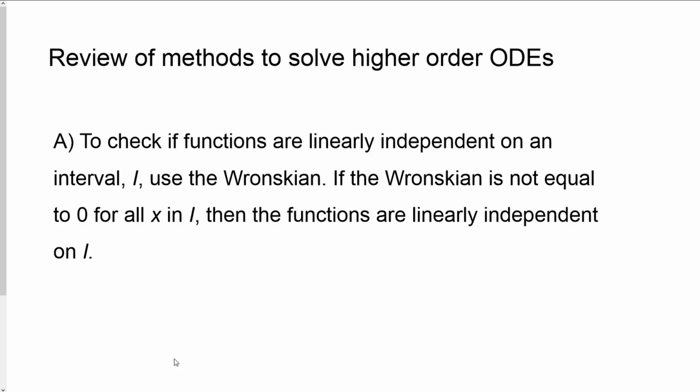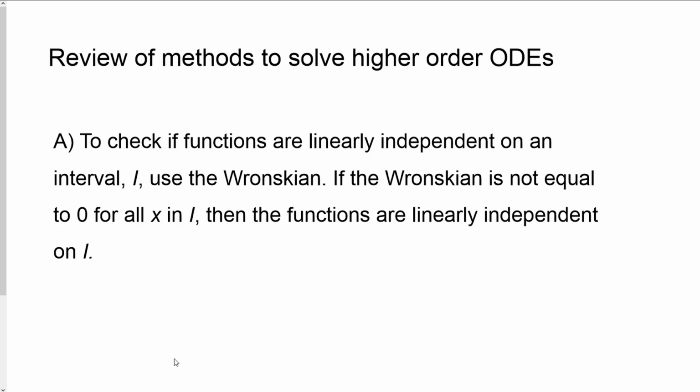All right, so the first thing that we learned in this unit was the importance of finding linearly independent solutions to second or higher order differential equations so that we could write a general solution as a linear combination of those. One way that we can determine whether functions are linearly independent on an interval is to use the Wronskian.